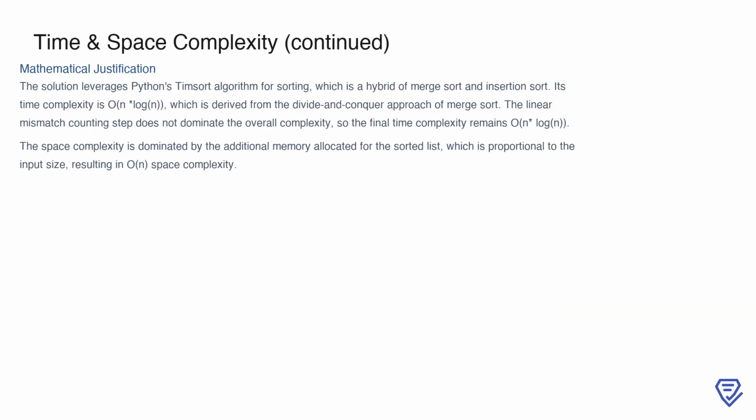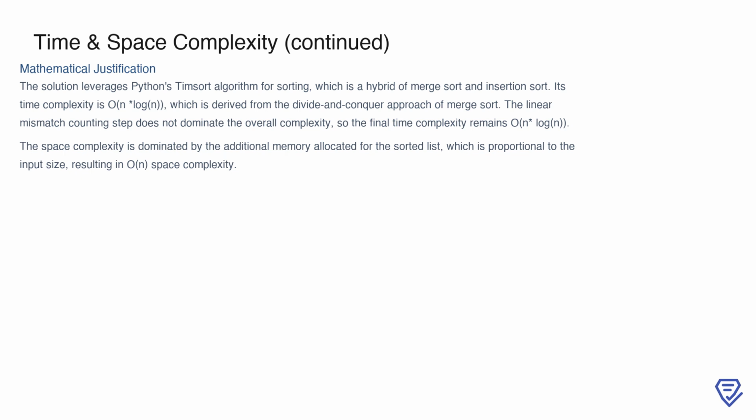Finally, let's understand the mathematical justification behind the time and space complexities. The solution relies on Python's timsort algorithm for sorting, which is a hybrid of merge sort and insertion sort. Timsort employs a divide and conquer technique, ensuring a time complexity of O(n log n). The linear mismatch counting step, while efficient, does not dominate the sorting step, so the overall complexity stays at O(n log n). On the space side, the sorted list is the primary contributor to memory usage. As it requires additional storage proportional to the input size, the space complexity is O(n).